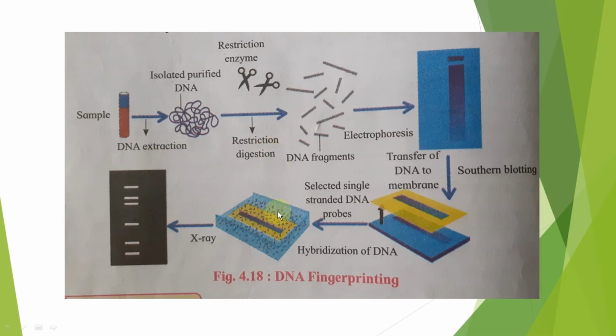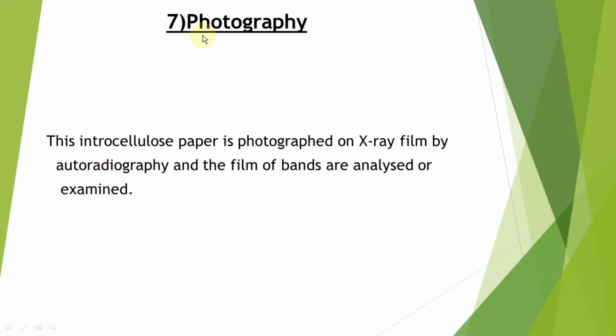Then the band formation will take place. Naturally, complementary base pairing means band formation, and with the help of the photographic technique, the X-ray film, different bands form on the X-ray film. These bands are identified and compared with the bands of that host person, and it is analyzed. So here the DNA fingerprinting comparison is done.